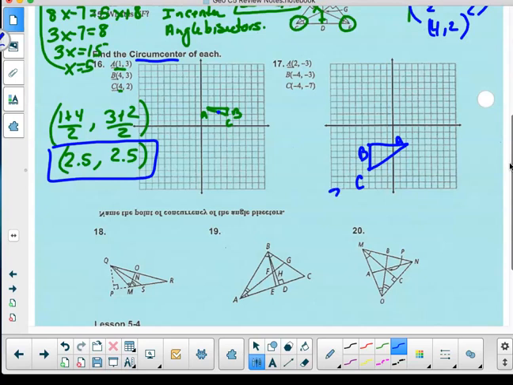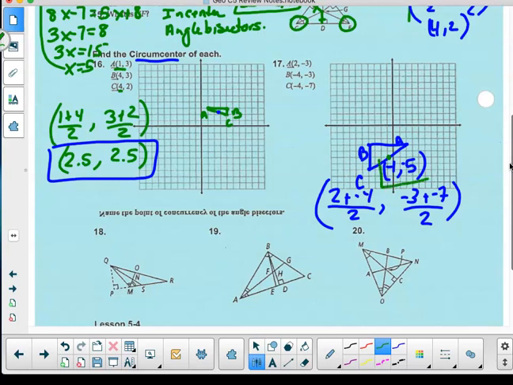So again, I'm going to take 2 plus negative 4 divided by 2, and I'm going to take negative 3 plus negative 7 divided by 2. And that point should be negative 1 and negative 5. That's my circumcenter right here, negative 1, negative 5, of that triangle. Now that's where my circumcenter is located. So we got that there.